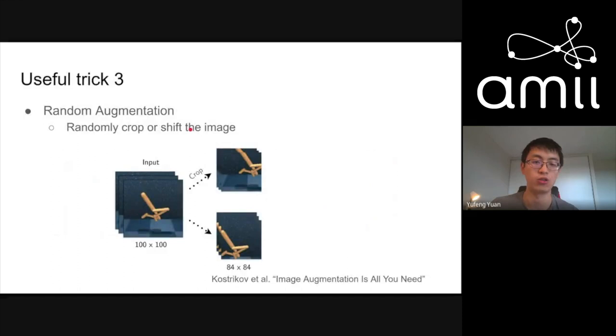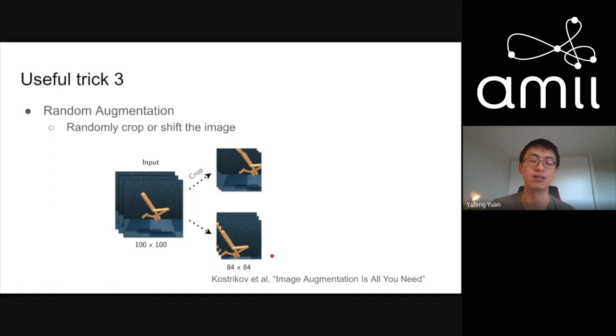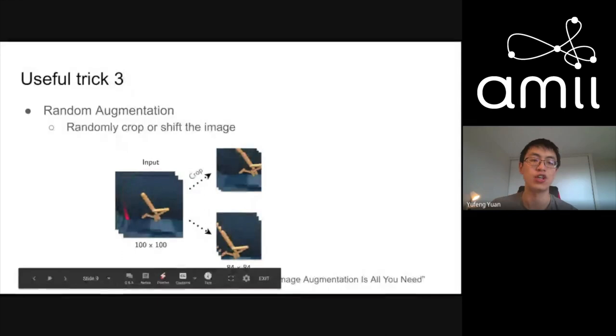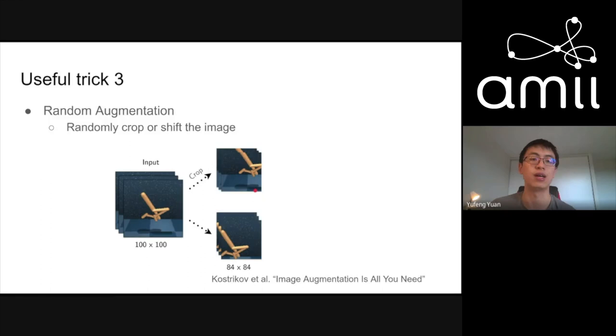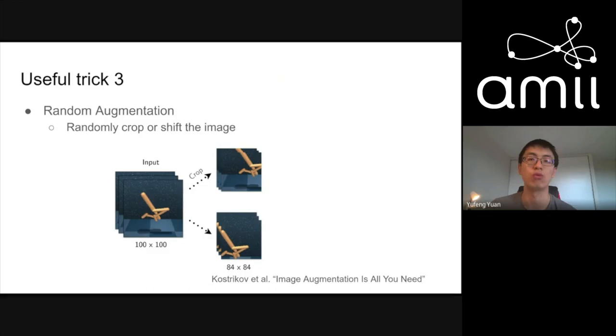Oh, so I think this can be answered in two parts. First, this is a diagram from their paper, and you can see here they're actually cropping a very large patch from the image. The original size is 100 by 100, but the cropped one is 84 by 84, which means most of the useful information is still retained in the patch. And those random augmentations will only be used for training, which means at training time, you will do random crop for the image. But when you're evaluating the agent, they will only use the center 84 by 84 patch to evaluate the performance of the agent, which avoids the problem you mentioned.